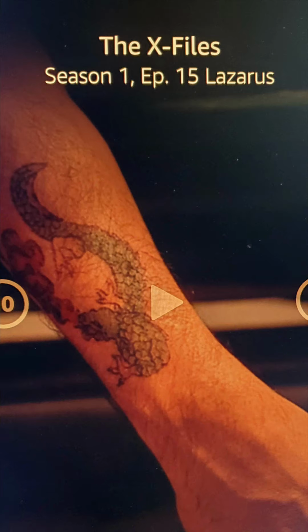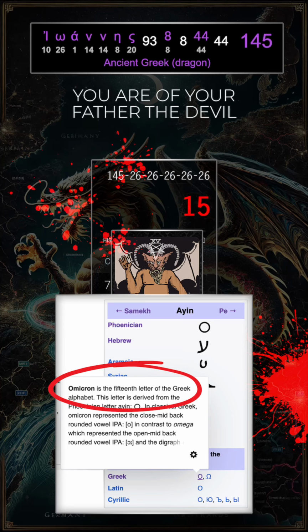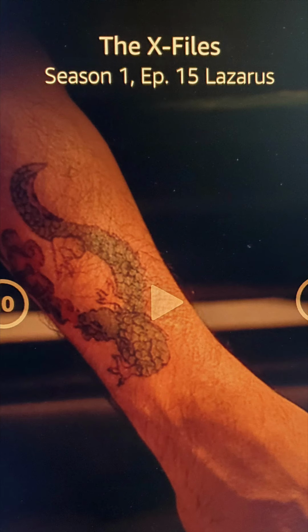And of course, I'm like, oh, okay, well, let's see. The 15th card is the devil, and it's Omicron. It's tied to our blood and your father, the devil. So I put on X-Files episode 15. So it would have to be season 1. And what's in season 1, episode 15? A damn devil tattoo on the guy's arm. I mean, are you kidding me? I didn't pick this.